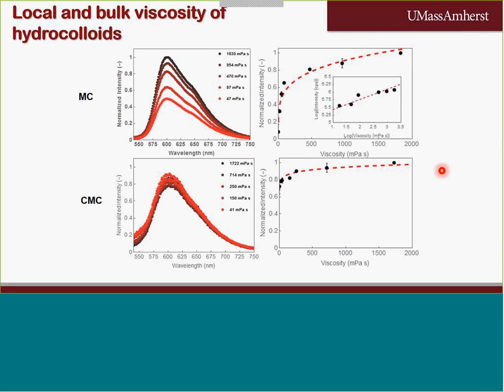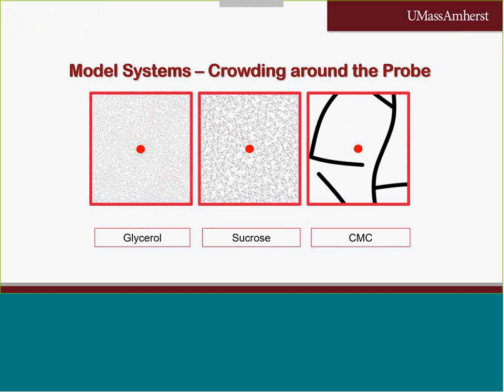We speculated that what we were observing was that, for example, the first samples that I showed you in glycerol basically create a tight packing around the probe. It happens with the saccharides.